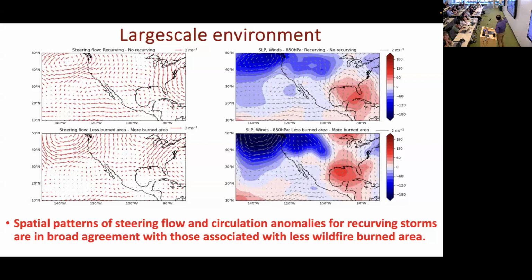And now if you look at the bottom left panel, which is the steering flow difference between years with less and more burnt area, you will see that it is broadly consistent with what you see at the top, that is with the years with more recurving storms. And similar is the case when you look on the right, in terms of differences in sea level pressure and lower level circulation. So this shows that the large scale environment is indeed consistent with the idea that during years with recurving storms, there would be fewer wildfires.